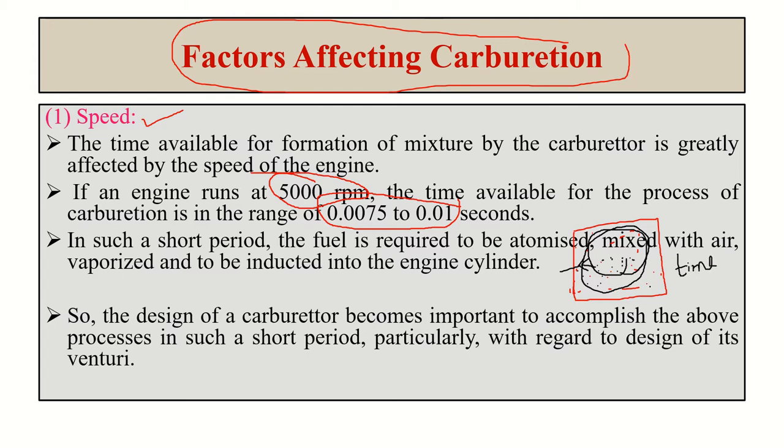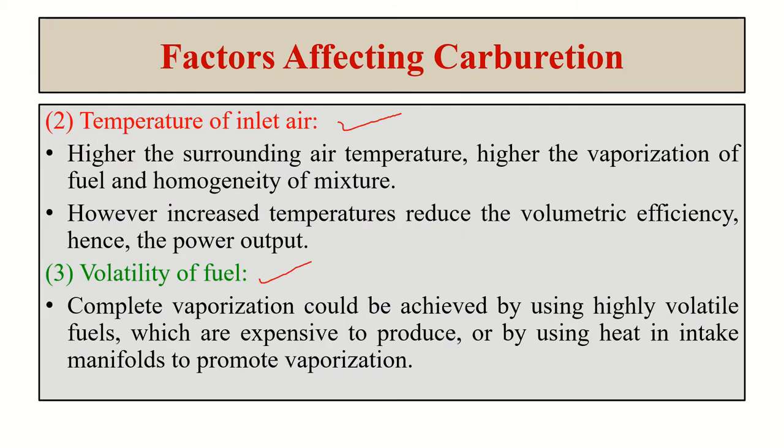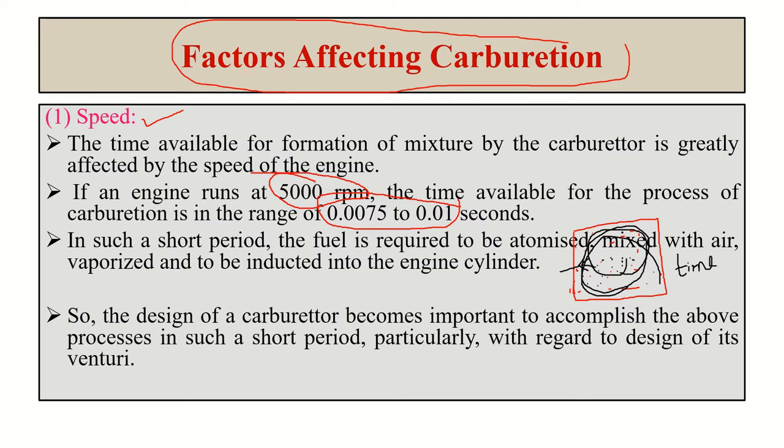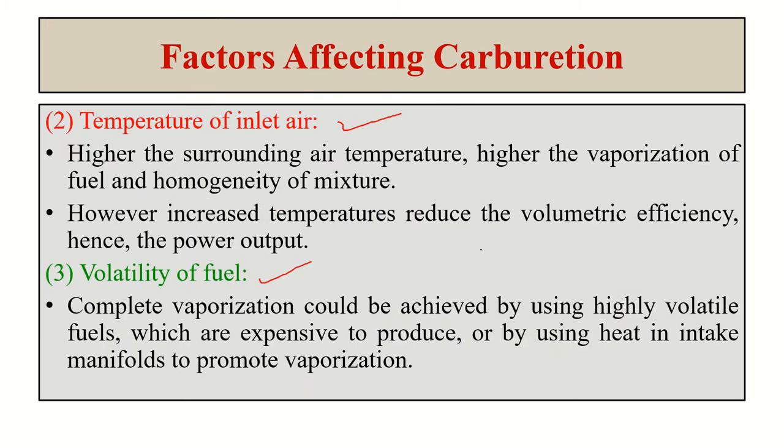So if the engine speed is low, more time is available. If the engine speed is very high, less time is available. So if the time available is too short, then probably vaporization and mixing may not be very proper. That's one thing. Second thing is, if the temperature of the inlet air is good, then it will help in fast vaporization of the fuel. If the temperature is too high, that will reduce the induction capacity of the engine. That is what you call the volumetric efficiency it affects. So if you buy good volatile fuel, vaporization will be good, but such fuels will be very expensive.